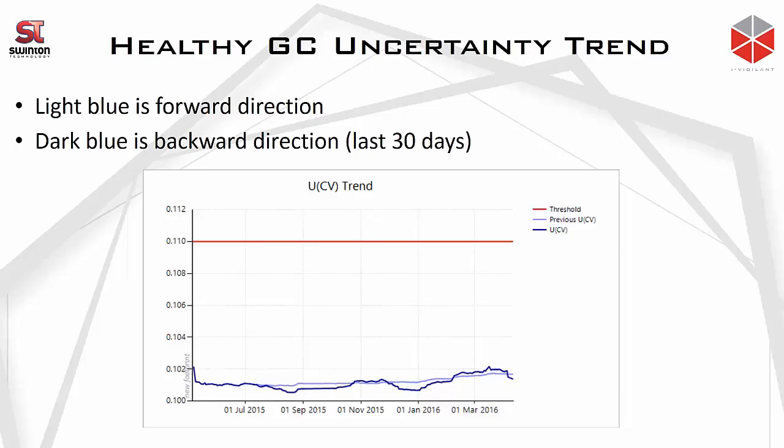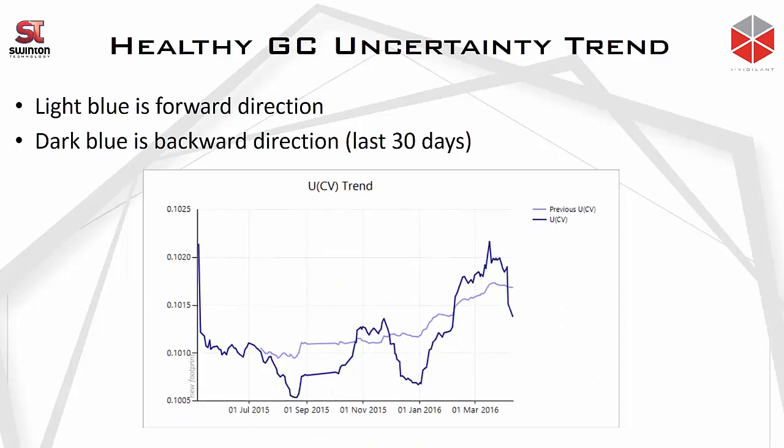As you see, there are 2 charts in there. The light blue one is the forward direction, and the dark blue is the backward direction. The light blue, the forward direction, is a lot more stable, because it's using a lot more data from the system, while the dark blue, because it's only using data from the last 30 days, is a little bit more erratic. But it's not overly erratic. It is something we expect from the GC, because it's just a natural variation of the response factor of the GC.